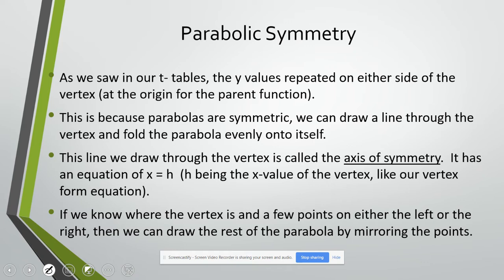So parabolic symmetry is the fact that we can draw a line straight through our vertex. And on that line, just like in geometry when we had lines of symmetry in our squares or our rectangles or our triangles, that meant that we could fold that figure at that line and have it fit exactly back onto itself. When we draw this line in our graph, we're calling it the axis of symmetry. And I usually shorthand that as AOS.